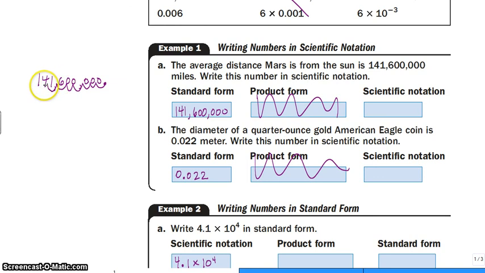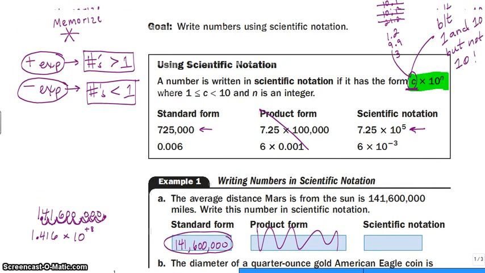141.6, 14.16 here, 1.416. That's between 1 and 10, but not 10. I'm going to multiply that by 10 to the what power? Well, let's count how many loops we did. 1, 2, 3, 4, 5, 6, 7, 8 loops. We did 8 loops, and the original number is larger than 1, so that's 10 to the positive 8 exponent, because positive exponents are for numbers bigger than 1.